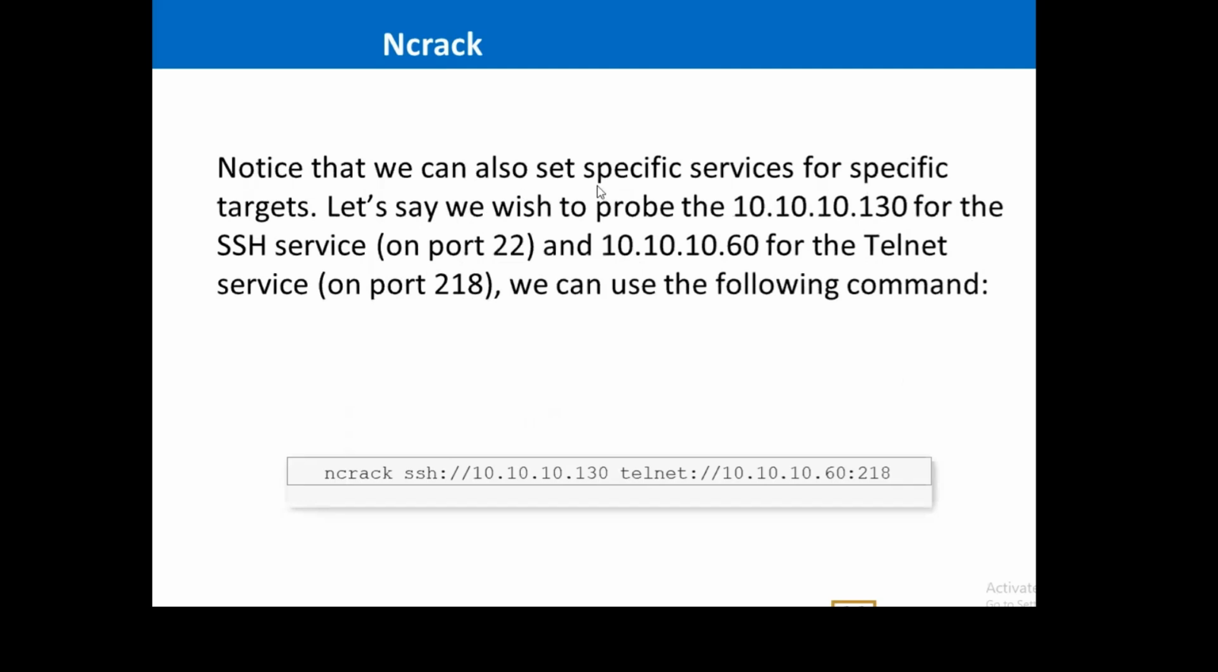So notice that we can also set a specific service for a specific target. Let's say we wish to probe 10.10.10.130 for SSH on port 22 and 10.10.10.60 for the Telnet service on port 28. You can use the following commands. You can probe for different services at a time.